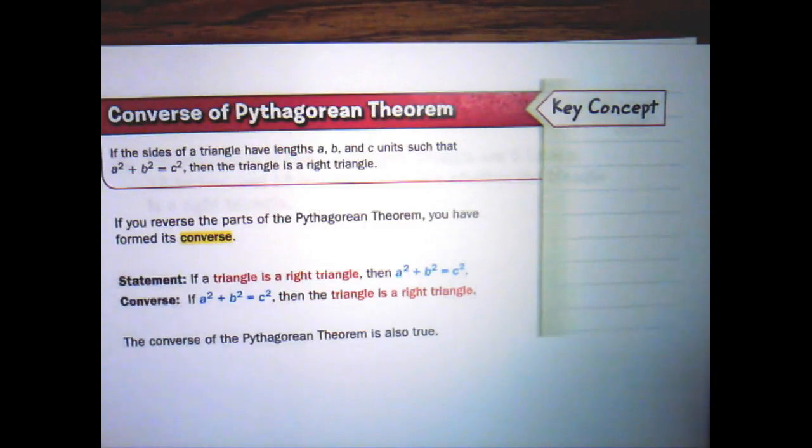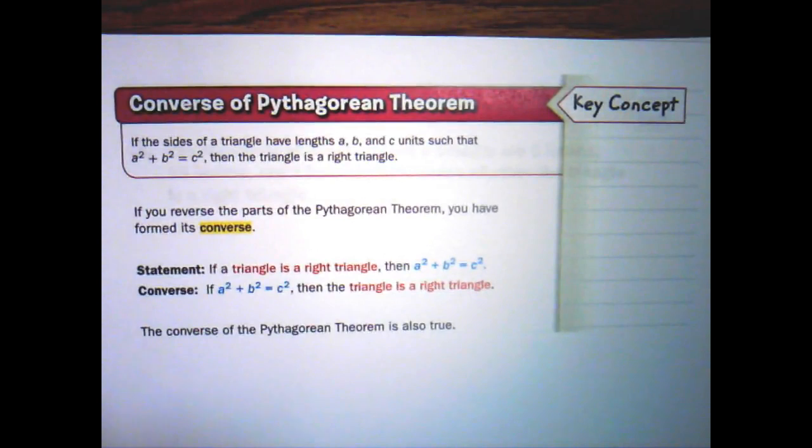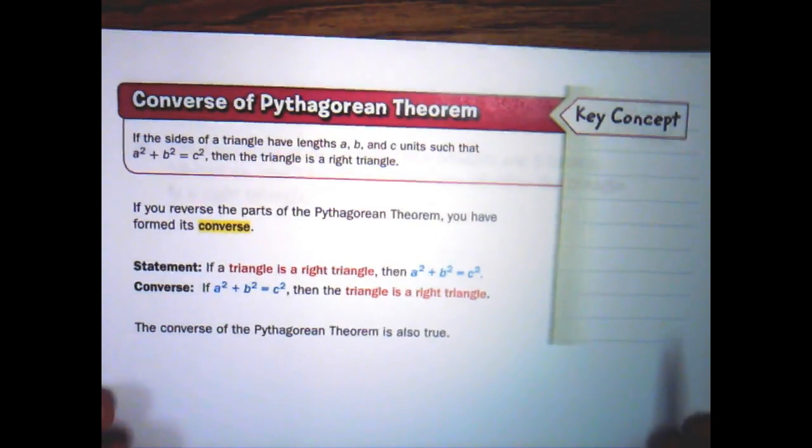Okay, right here it says the converse of the Pythagorean theorem is also true. Here's an example of a statement that is not true for the converse. If it's raining outside, then I will wear my coat. Okay, that's my original statement. Now the converse of that, if I flip the if and then parts around, would be if I'm wearing my coat, then it's raining outside. And that's not necessarily true. Just because I put my coat on doesn't mean it's going to rain. Okay, so that's an example of something where the converse is not true.